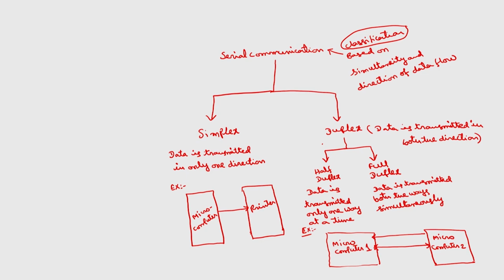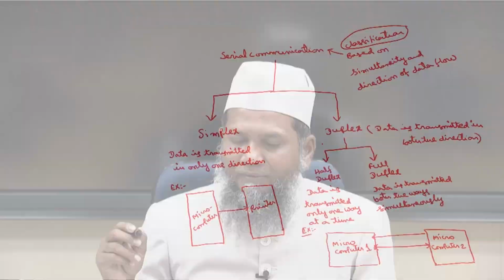So, these are the different classifications of serial communication. One classification is based on synchronous or asynchronous, whether the clock is common or clocks are different, and the second classification is based on the direction and simultaneity of data flow.